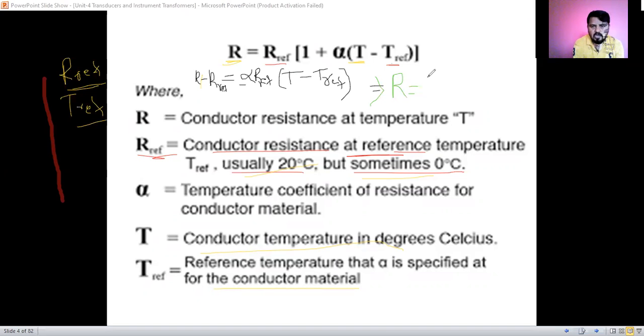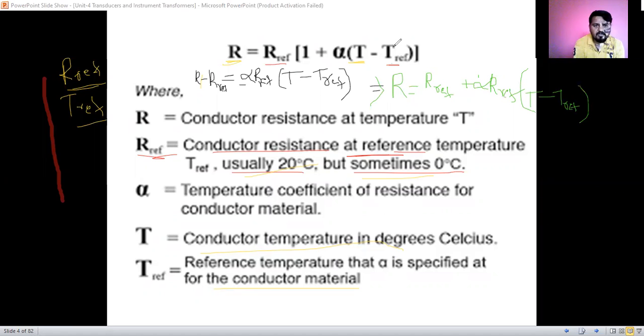Yes, sir. So R equal to R reference, whatever came from the LHS side, write it on the plus side. I will write the same equation here now: alpha R reference, open bracket, T minus T reference. I will close this one here now.